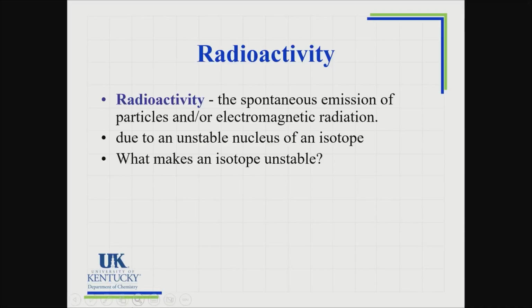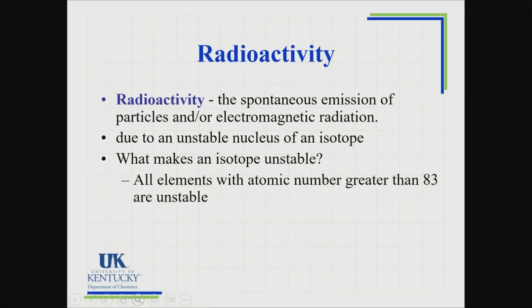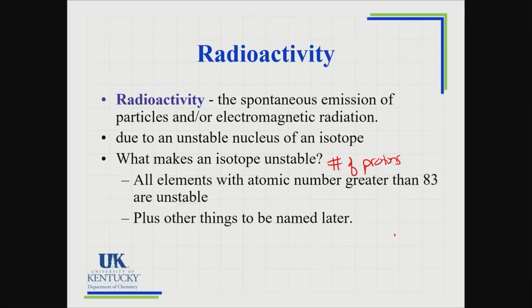So what makes an isotope unstable? Well, there are several things that make an isotope unstable. But the easiest one is any atomic number greater than 83. And remember, atomic number is the same as the number of protons. If you get more than 83 protons in a nucleus, that nucleus is suddenly unstable. You've got far too much positive charge in a teeny tiny space, so that makes them unstable. There are other things that make them unstable that we will talk about later.